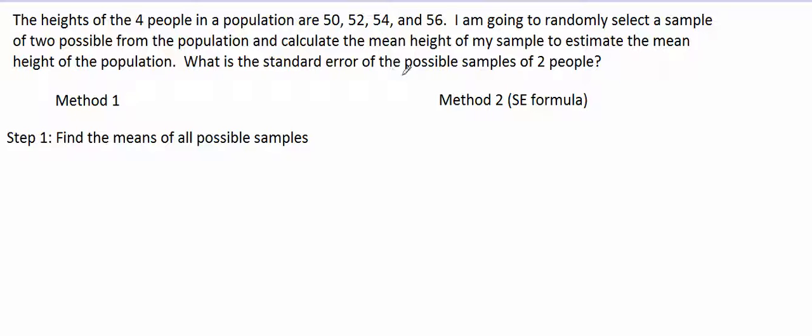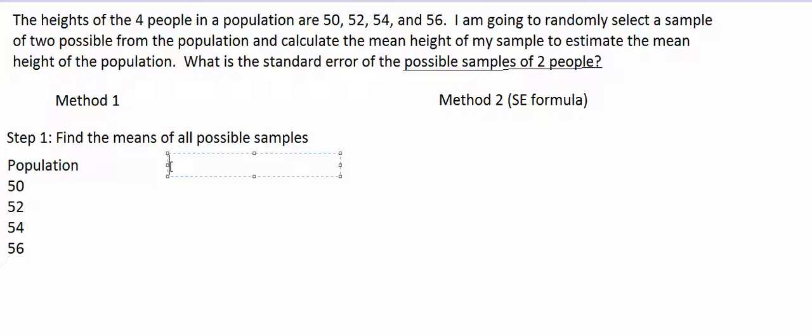This question says we want the standard error of the possible samples of 2 people. So we know that we're dealing with possible samples of 2 people. That means that in step 1, we're going to sort out the population into all possible samples of 2 people, and then calculate the mean of each sample. It'll be helpful if I write the population over here just so we can see it. So the 4 people in the population have these heights. These are the heights of the 4 people in the population.